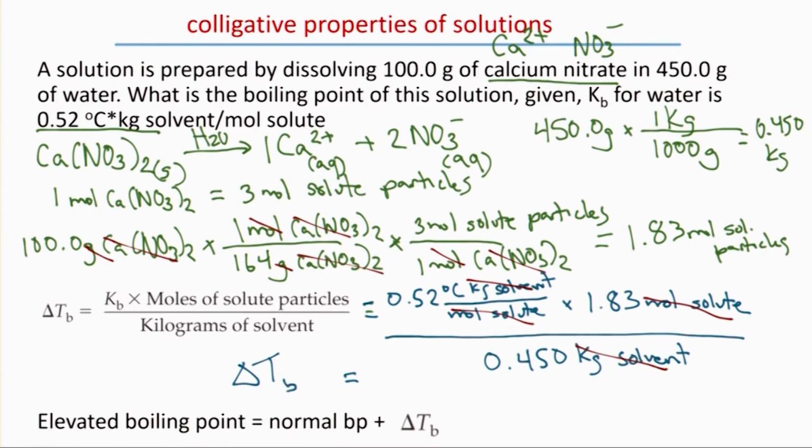Now, make sure you realize that is the change in the temperature. So if you're asked for what is the new temperature or the elevated boiling point, you need to take the normal for water, that's 100 degrees Celsius, plus now that change, 2.11, and we get 102.11 degrees Celsius. All right, I think that should be pretty good. Let's go to the next slide.